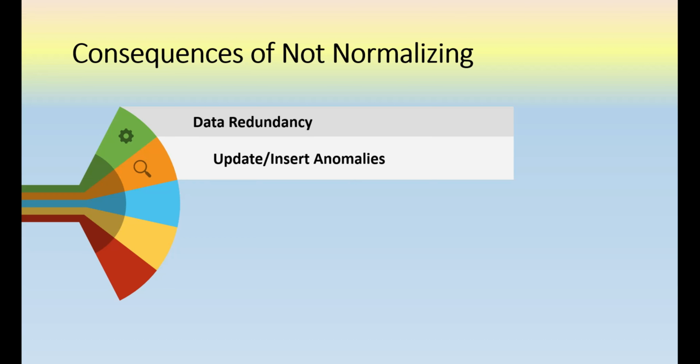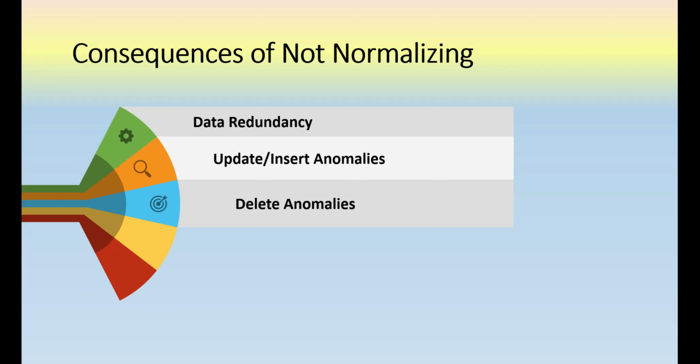Similarly, insert anomaly, right? Without normalizing, inserting new data can be problematic and tricky if certain pieces of the data are missing. Let's take for example, if a new course needs to be added in a student database, the database may require other unnecessary information to be added as well, leading to null values or dummy entries that you may need to do. So for all of this, we will take examples, but now these are the pointers you need to take note of.